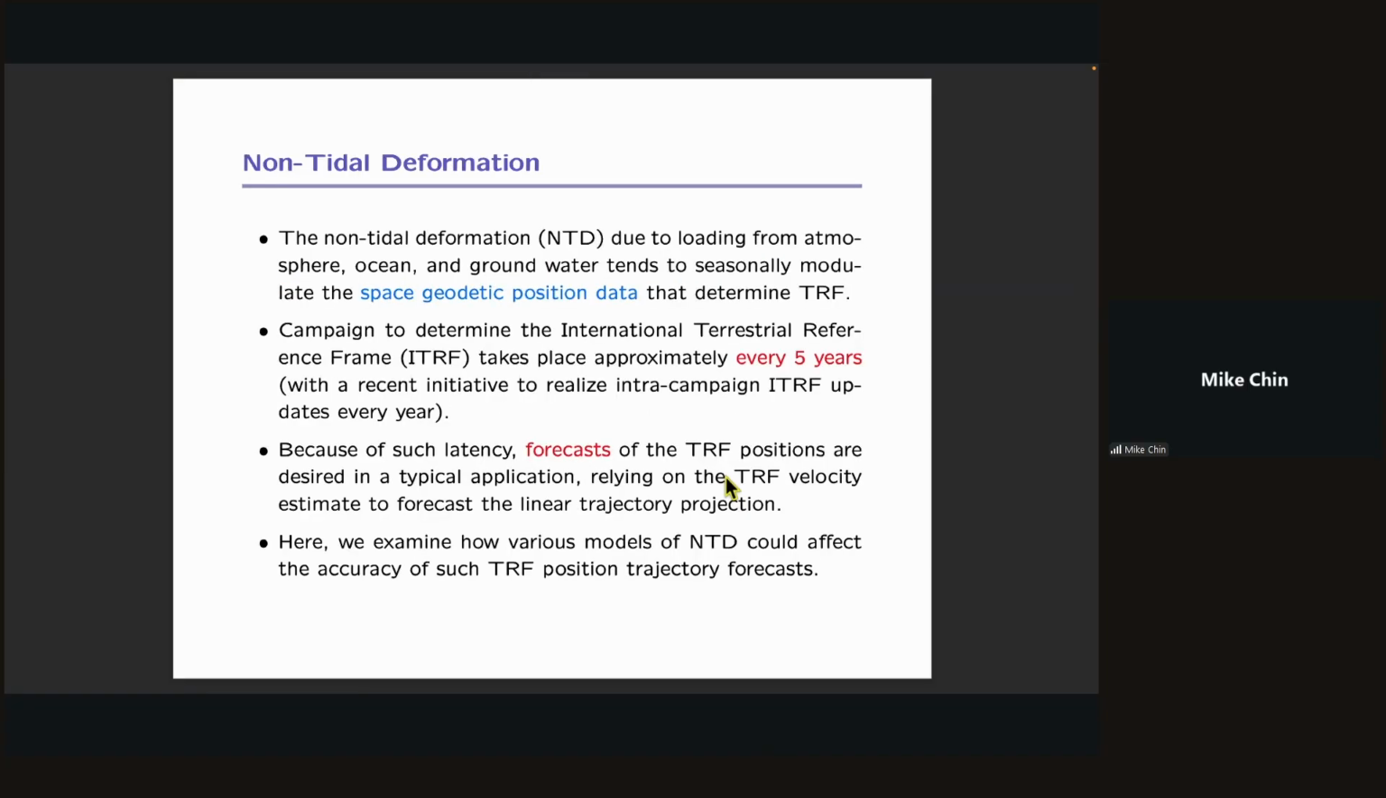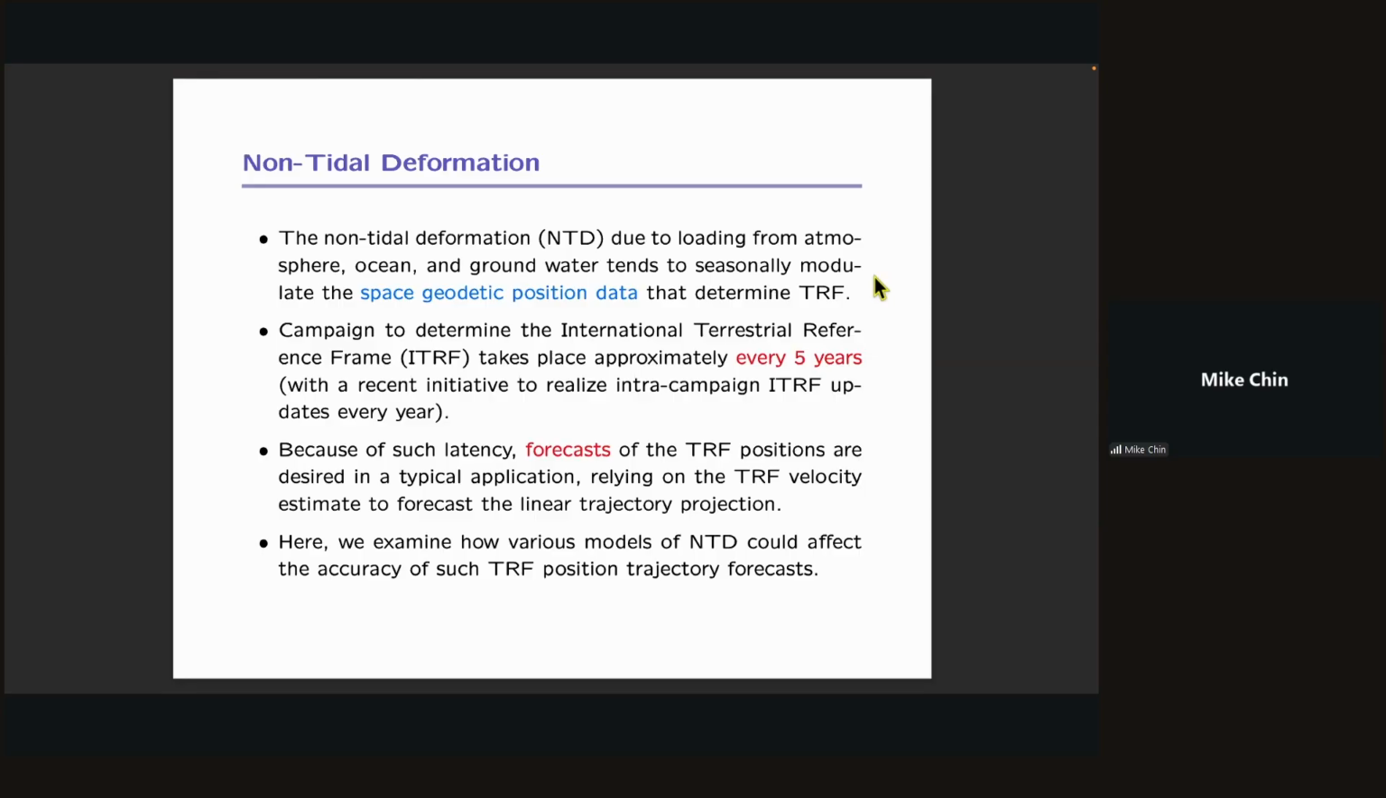However, the reference frame estimation campaign takes place every couple of years. It used to be every 5 years or so, and now it's more frequent. But in typical applications, the positions have to be forecasted using the linear velocity. And what gets in the way is this non-tidal deformation, NTD here, due to the loading of the atmosphere, ocean, groundwater, and so forth. And so that's where GRACE comes in.